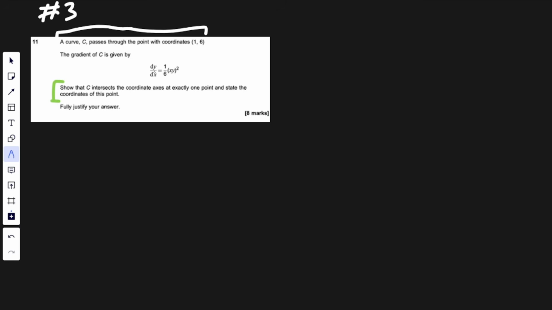So basically what we need to do is we need to find y. And then we're trying to show that it intersects the coordinate axes at exactly one point. So x equals 0, there's only going to be one corresponding y value. Or y equals 0, there's only going to be one corresponding x value. But both of these won't happen. There will only be one of these. So let's have a look at this.